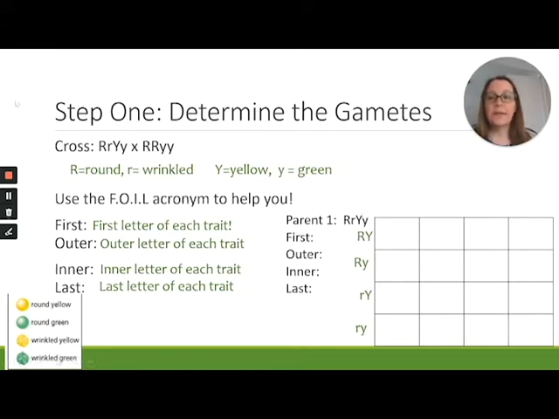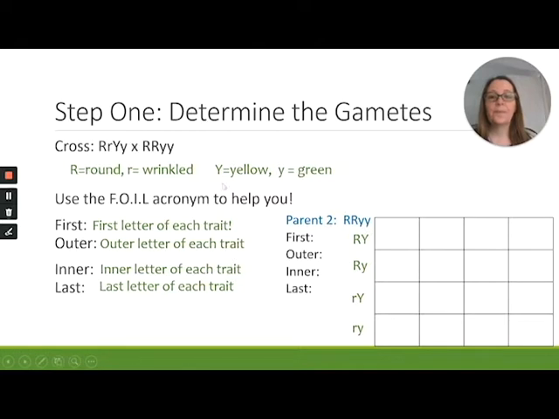So on the next slide, here's parent 2. The only thing that changed was this. I know that's weird. But parent 2 is 2 capital R's and 2 lowercase r's. So let's do it again. The first letter of each trait is a capital R and a lowercase y.